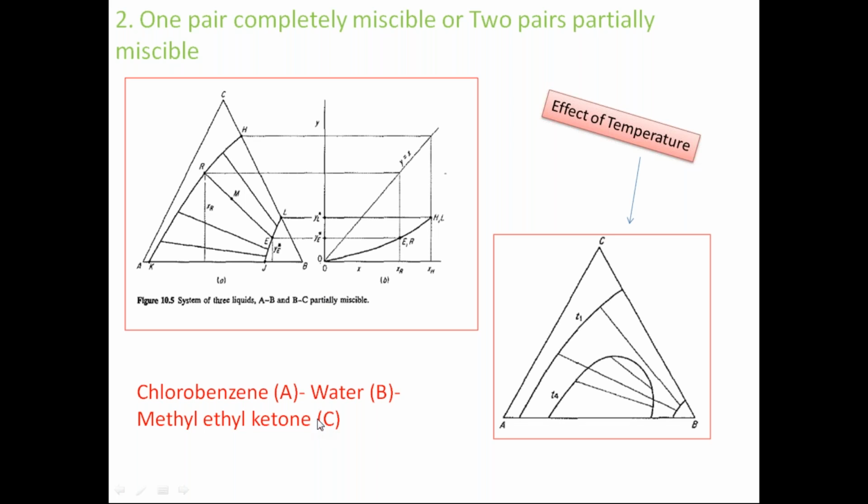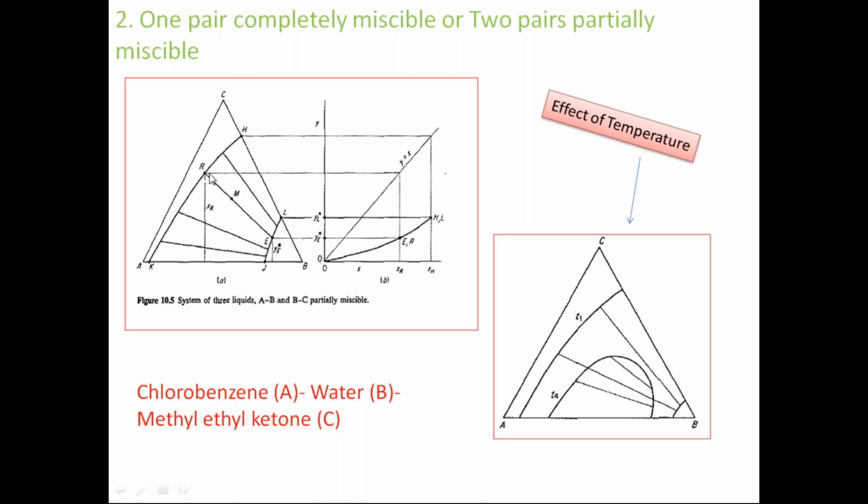That's why we are unable to separate. So A and C are completely miscible. Two pairs, AB and BC, are partially miscible. If such a system is taken, then you will get this type of binodal diagram. The binodal diagram changes. There is no plait point here.